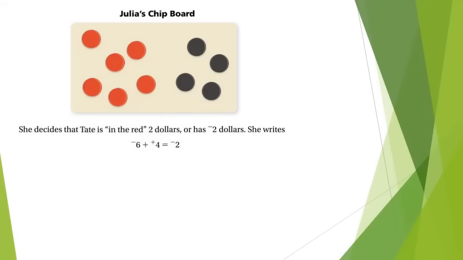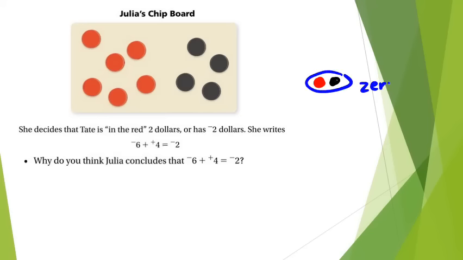Julia decides that Tate is in the red $2, or has negative $2, and she writes this number sentence, negative 6 plus positive 4 equals negative 2. However, why do you think that Julia concludes that negative 6 plus positive 4 equals negative 2, based on the chipboard? You might have started to think about how a negative and a positive, if they're combined together, will create something that we can call a zero pair. In other words, they have a value of 0.